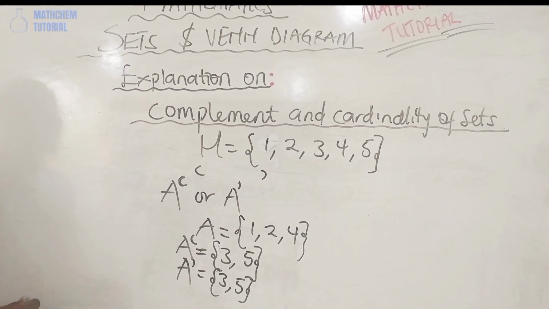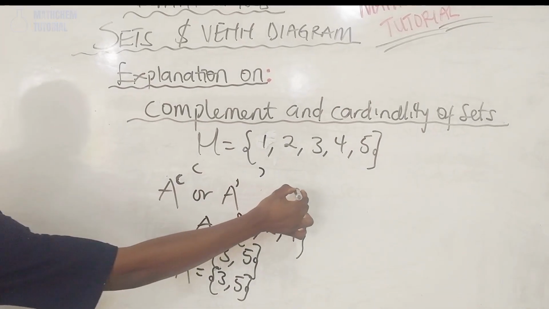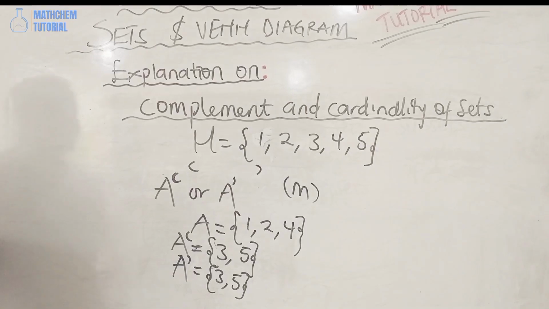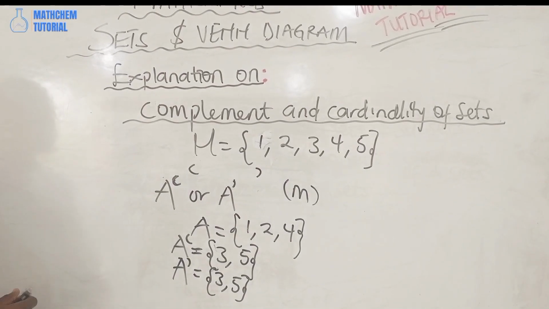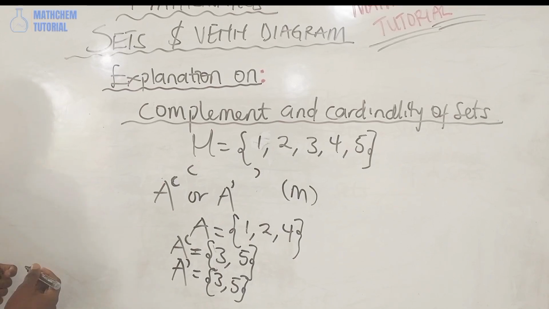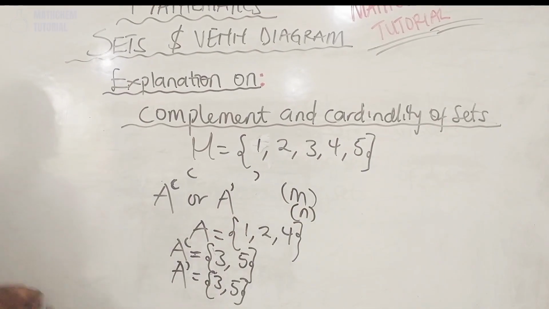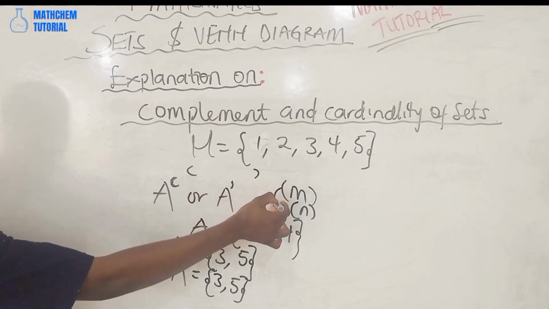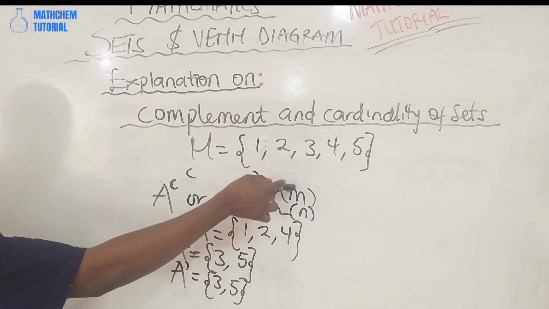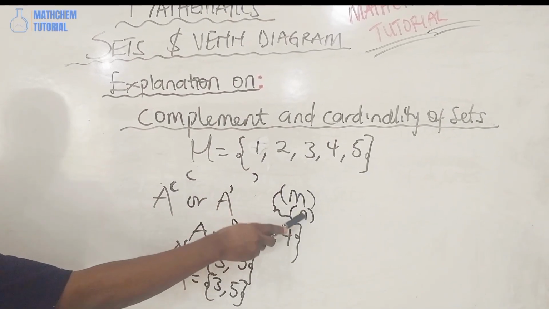The symbol for cardinality is the small letter n. Look at this now. Small letter n means cardinality. Some people might call it number of a set instead of cardinality. If they call it number of a set, you also represent it as small letter n. So either one of the two means the same thing. Cardinality of a set and number of a set mean the same thing.